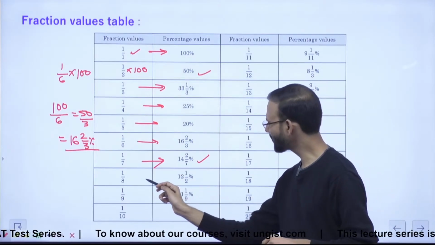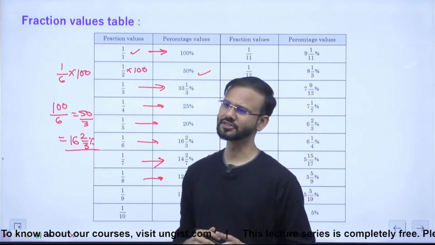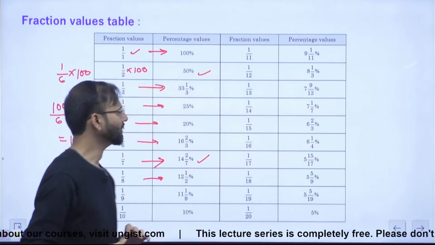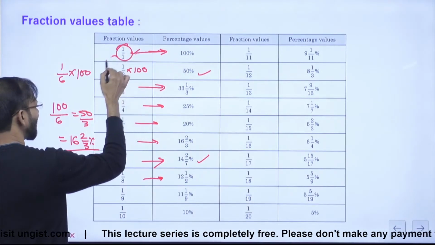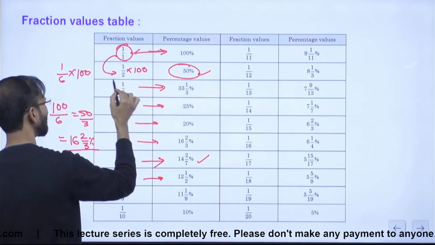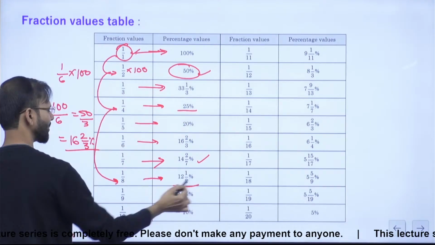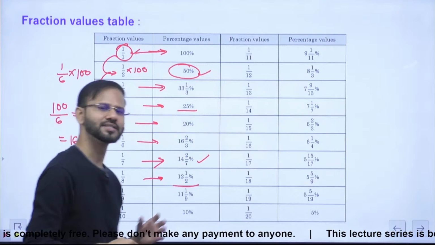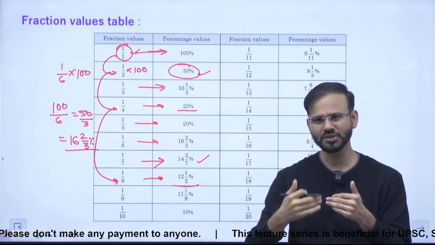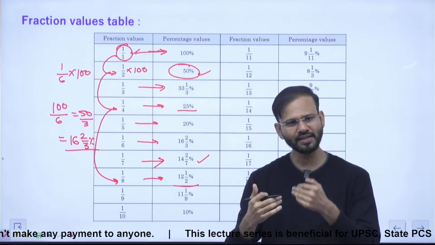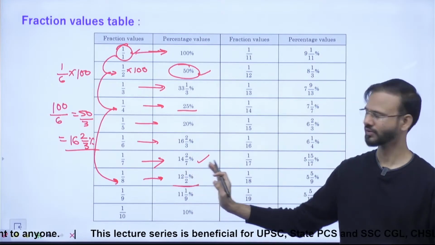After that, 1 by 8. For 1 by 8, I would rather suggest you don't have to learn the value. In fact, 1 by 1 is 100%. Half of this is 50%, half of this is 25, and half of this is 12.5. Guys, yes or no? 1 by 1 is 100, 1 by 2 is 50, 1 by 4 is 25, and 1 by 8 is 12.5. Everybody clear with this? Right?